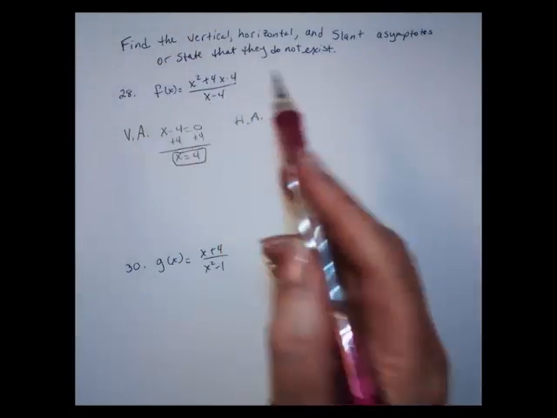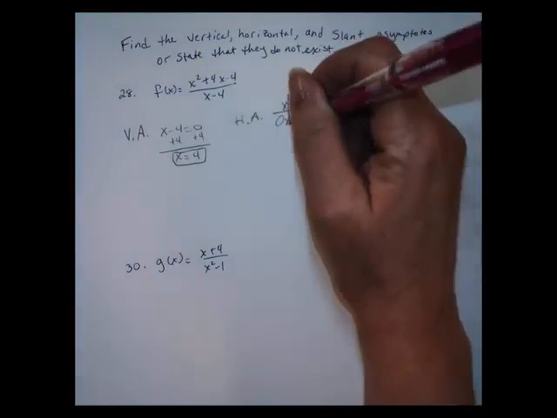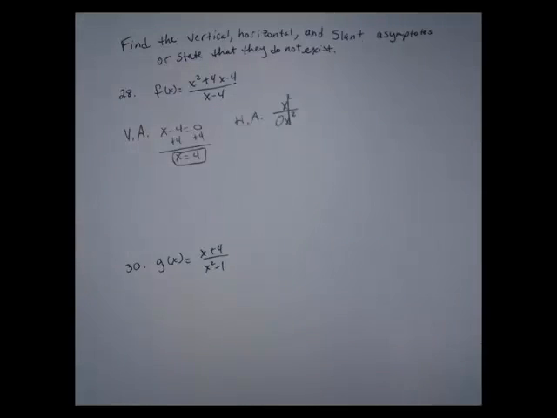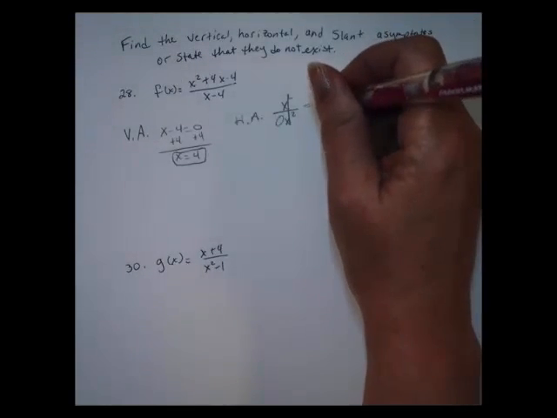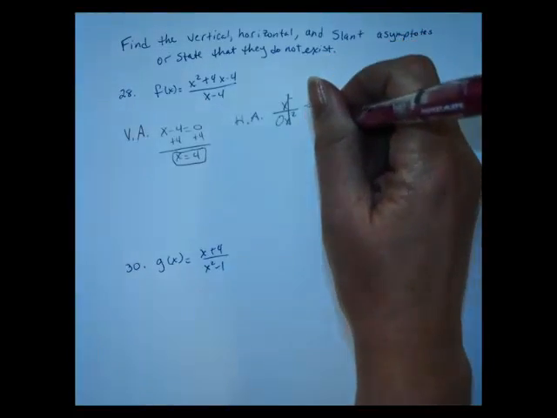How many do I have in the bottom? I have 0x squared. Well, x squared we're going to cancel, and what's 1 divided by 0? Oh, that's undefined. We can't do that, right? So if this is undefined, then that means we have none.